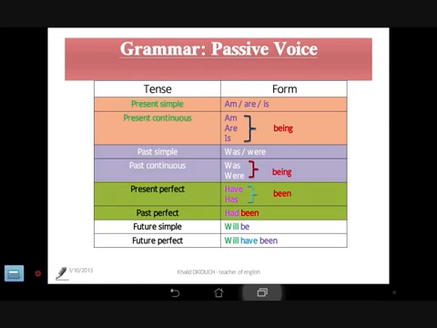Present continuous: are, is, being. In the past simple: was or were. In the past continuous: was or were, being. In the present perfect: have or has been. In the past perfect: had been. In the future simple: will be. In the future perfect: will have been.